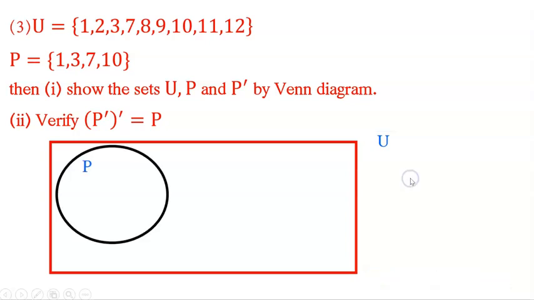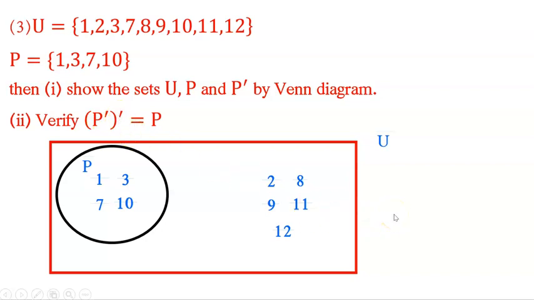P दाखवणार त्यामध्ये. P is 1 3 7 10. हा P पूर्ण दाखवलाय आपण. And other than P, that is 2 8 9 11 12. Okay, तुम्ही बघू शकताय.